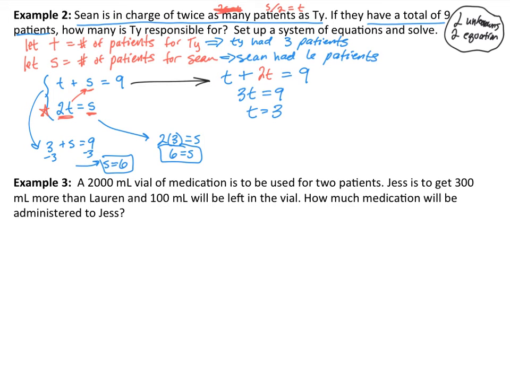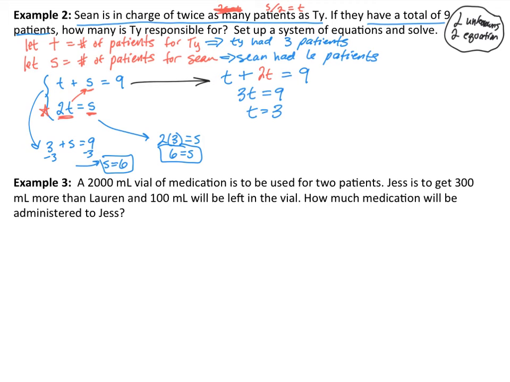This problem is a little bit more complicated. We're told we have a 2,000 milliliter vial of medication. It needs to be used for 2 patients. Jess is to receive 300 more than Lauren, and then 100 should be left in the vial. How much should each be administered?